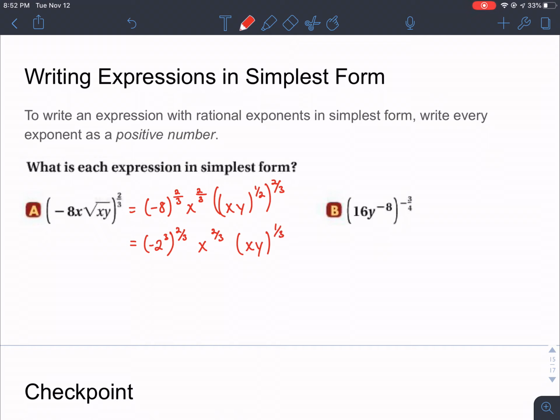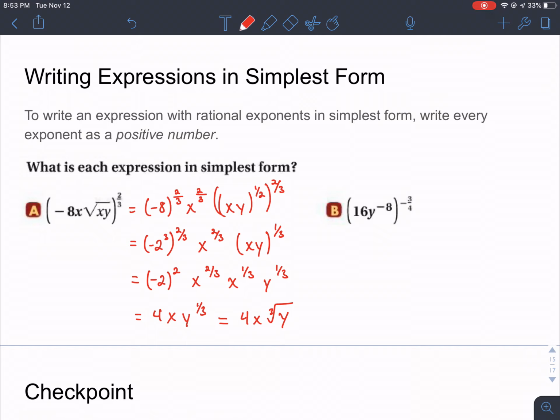All right, I can continue doing this. Negative 2 to the 3rd to the 2/3 gives us negative 2 squared. X to the 2/3 times x to the 1/3 times y to the 1/3. And we're continuing to simplify here. We get 4, because negative 2 squared is 4. X to the 2/3 times x to the 1/3 is just x. And then we end up with y to the 1/3. And we can leave it like this, or we could rewrite this as 4x times the cubed root of y. Both of these mean the same.